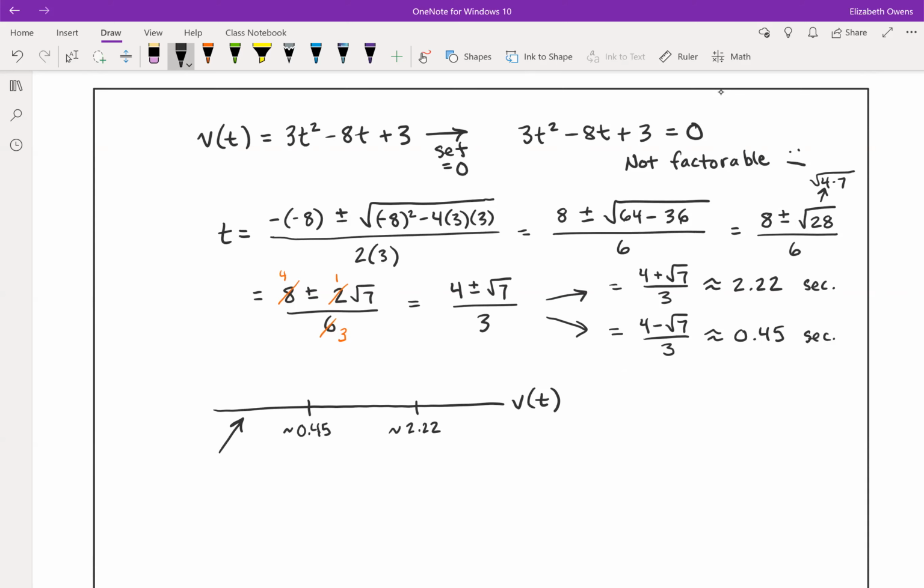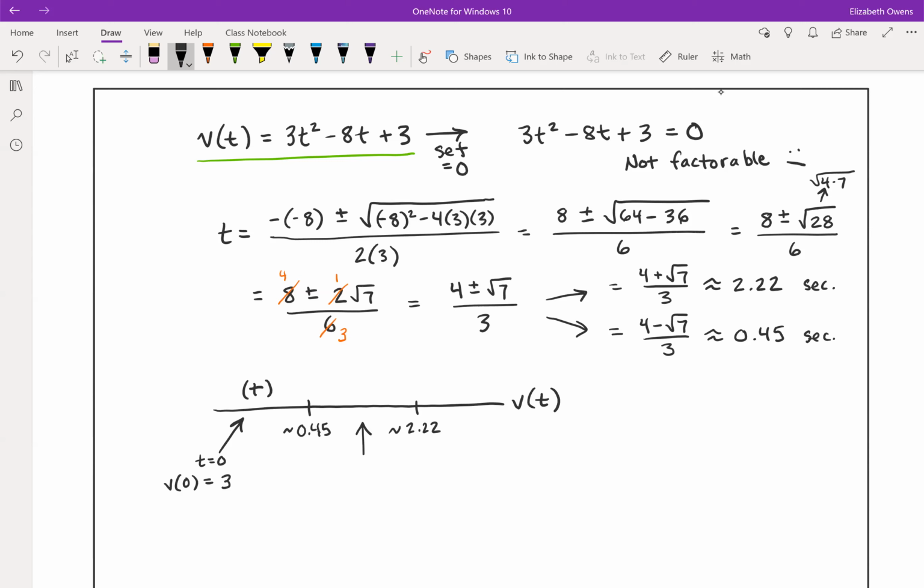For instance, over here on the far left, I'd probably pick t equals 0 because it's the easiest to plug in. And v of 0, using our v of t function right here. Okay. We would plug in 0, and the first two terms would disappear, and we would just get 3. So that's a positive velocity. All the velocities in this interval are positive.